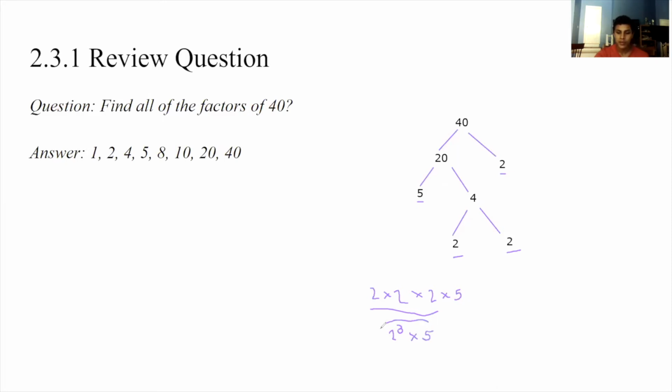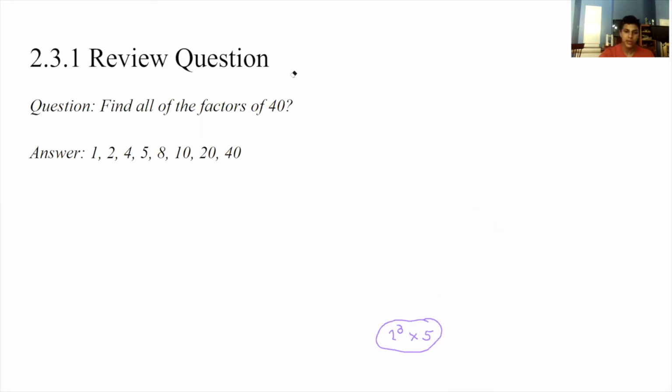So now I have my prime factorization of 40. Now I need to use this prime factorization to create the table and then find all the rest of the factors. If you'll remember, my first step is to create my table, and then on the outside of the table, list out all the different degrees of each prime factor. So first I'll create my table. So here's my top row, and then here's my column.